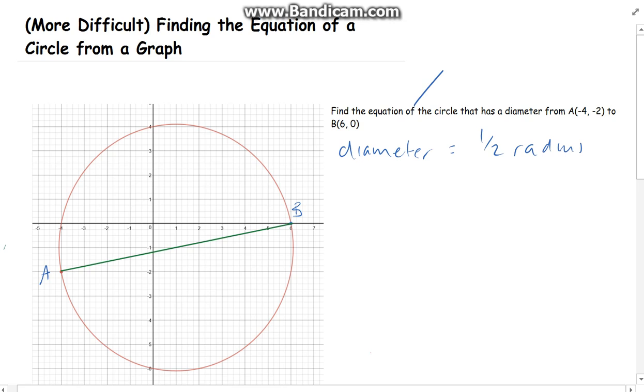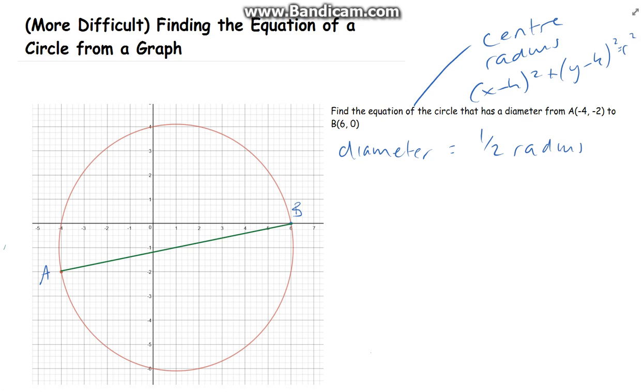And what we should remember, for the equation of the circle, you need your centre, you need your radius, and you fill into the formula that's in your log tables. So centre is our (h, k), radius is our r, and our formula is there. If we find the distance of the diameter, from A to B, and half that distance, then we know that's our radius.